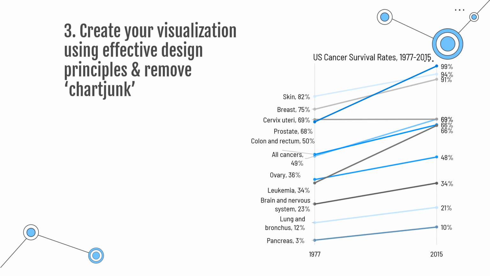The next step is to create the visualization using effective design principles and remove any chart junk. So you can see that I've modified the graph from the previous slide to remove the legend and instead label the different categories on the left hand side right next to the lines. And I've also added lines to the vertical axes.